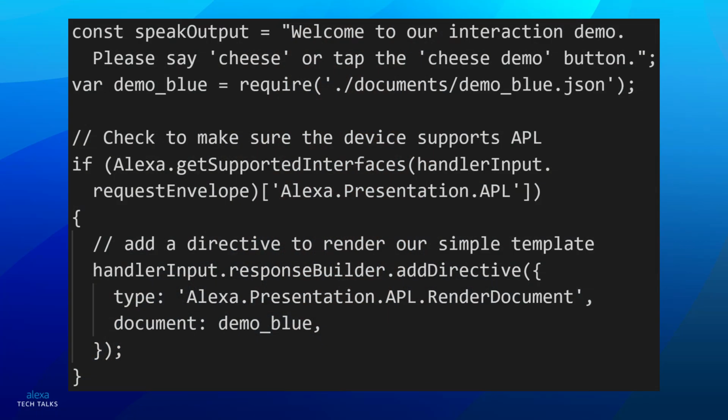The JavaScript for this is actually fairly simple. We set a string for what Alexa will say, load the JSON document containing our Alexa Presentation Language. Then if we detect we're on a screen device, we add the render document directive to the response builder for the document we just loaded. Of course, the APL is a smidge more complex.